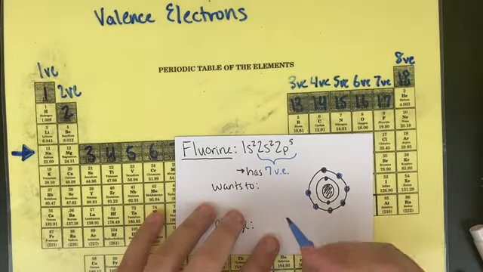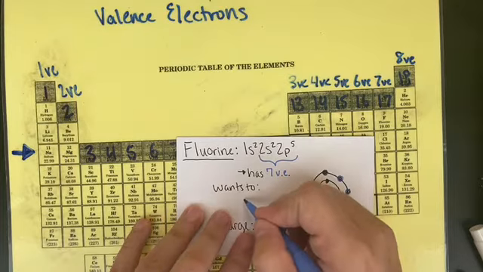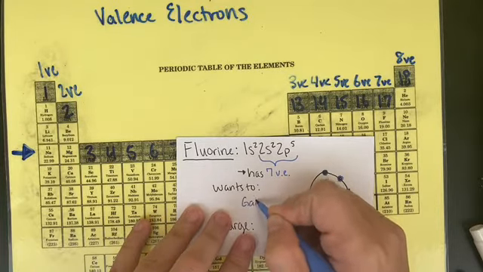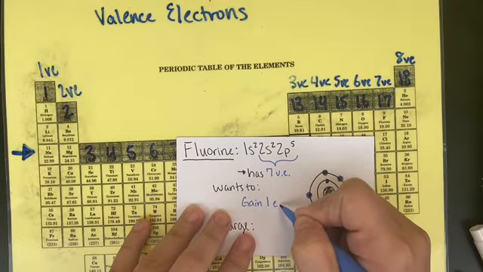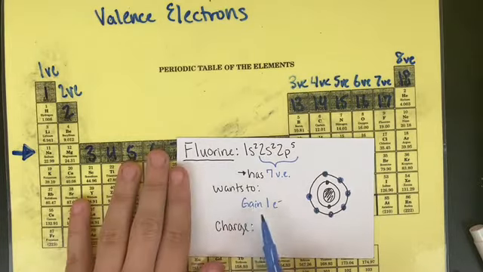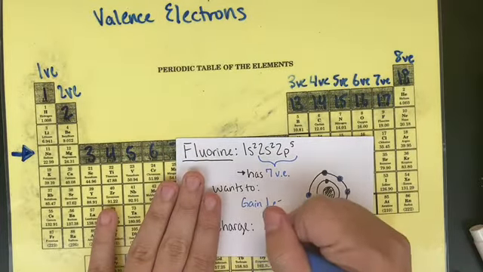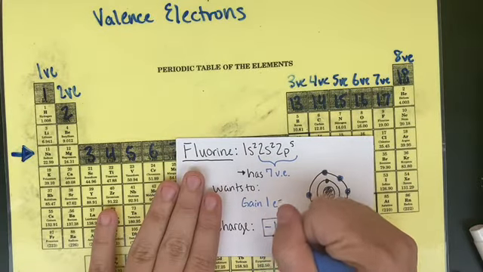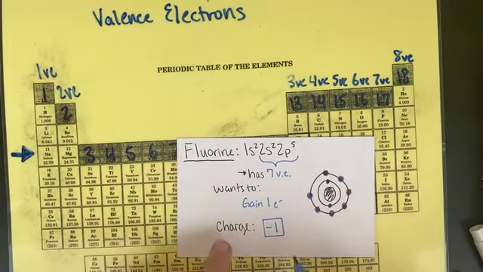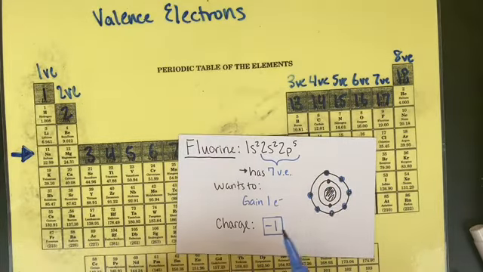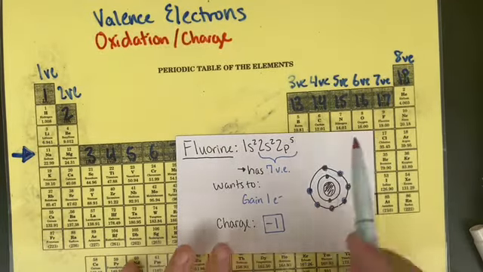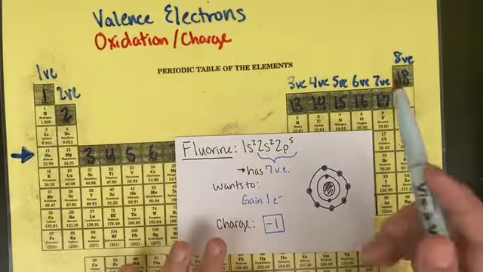Fluorine wants to have 8 valence electrons. That means fluorine wants to gain 1 electron. And if fluorine gains an electron, fluorine is going to have a charge of -1. So fluorine's oxidation state, or charge, which is just another word for that, would be -1. So let's see what this has to do with our trend on the periodic table.